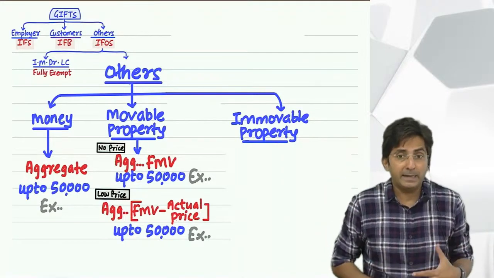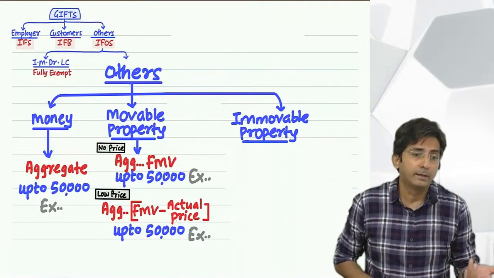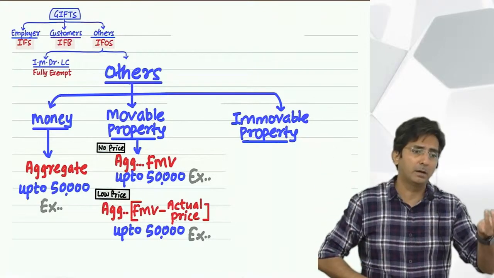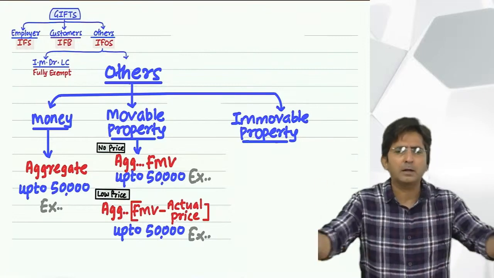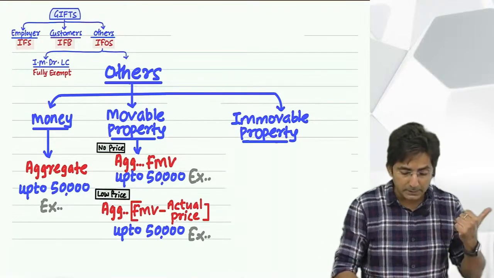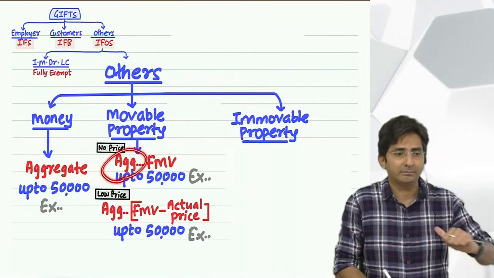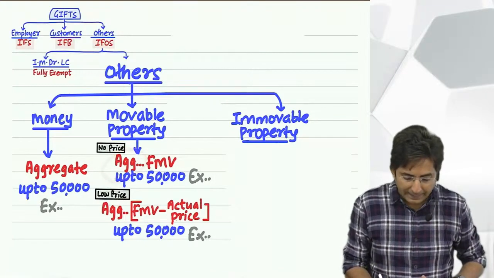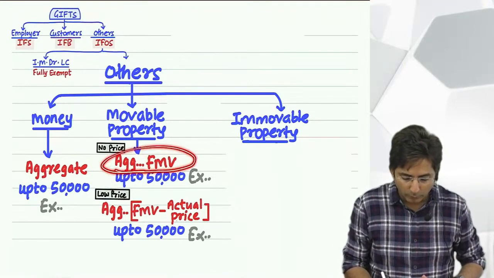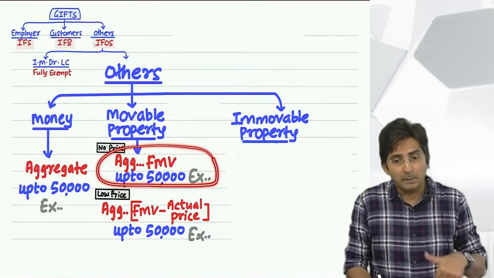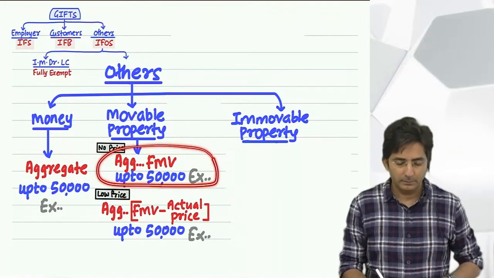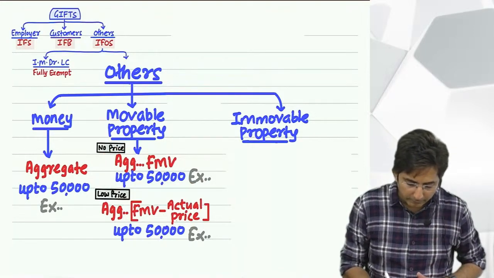It might have happened that in January I got some gift, then August, then September. You have to add the total of the whole year from all the people combined. That is why I am mentioning the word aggregate. So, if the aggregate fair market value is up to 50,000, then exempt. And if it is above 50,000, then taxable. Tell me here what I have written.